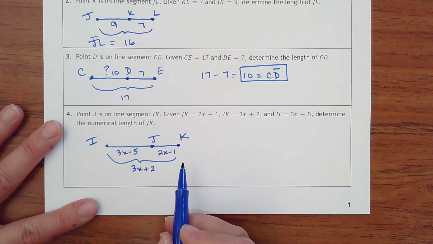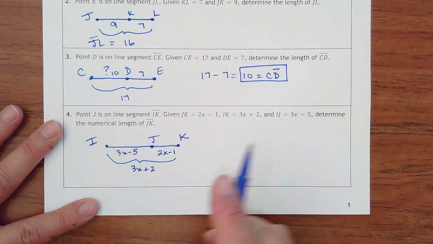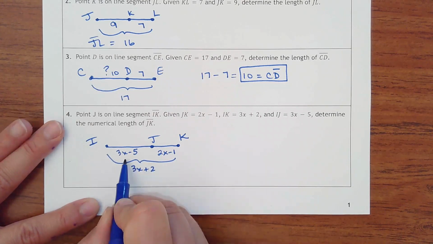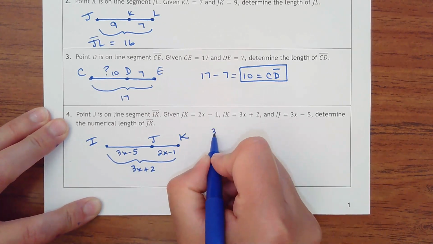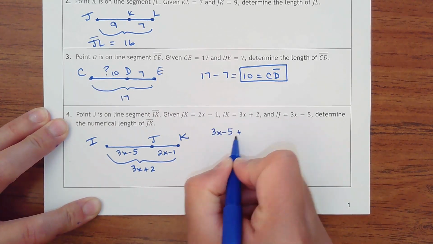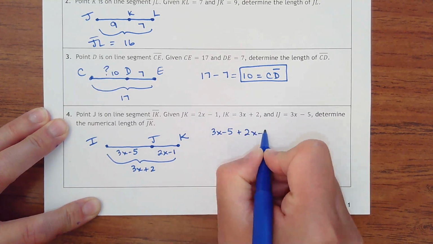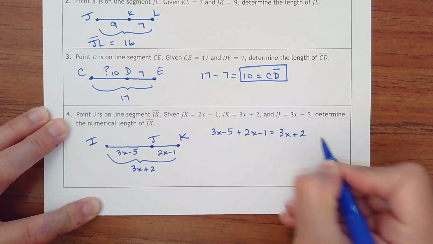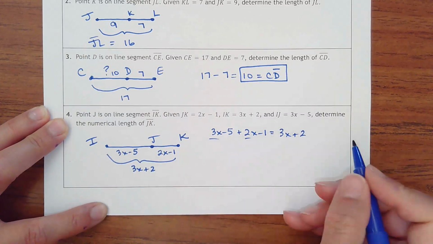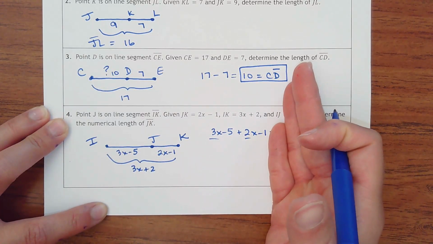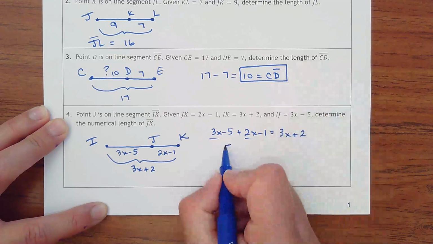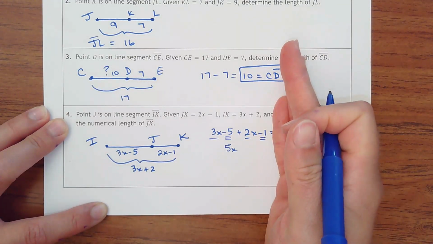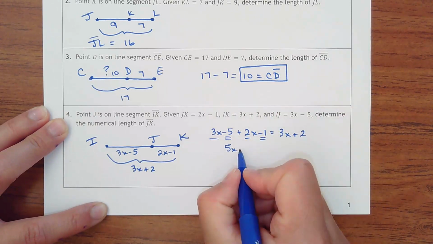Okay, so what we need to know is that the segment addition postulate really just says a part plus the other part equals the whole. So I'm going to set it up where this 3x minus 5 plus the other part, 2x minus 1, equals the whole thing of 3x plus 2. To solve, I want to put my like terms together on each side. So on this side, I have my 3x plus 2x. That gets me 5x. Then I have my constants, negative 5 and negative 1, which makes negative 6.